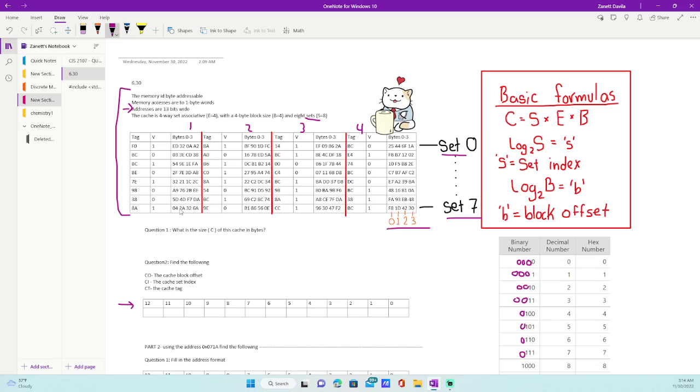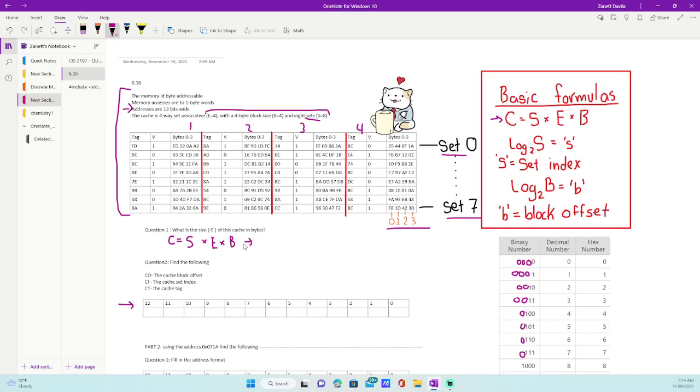So I have here some basic formulas. Cache size equals sets times lines per set, times byte block size. It's all given to us, which is a beautiful thing. All we have to do is plug it into this formula, and that'll be our answer for question 1. So I'm going to write the formula here. C is equal to S times E times B.